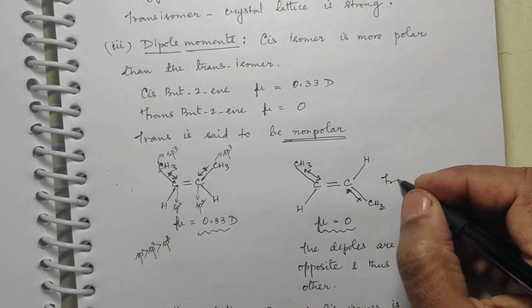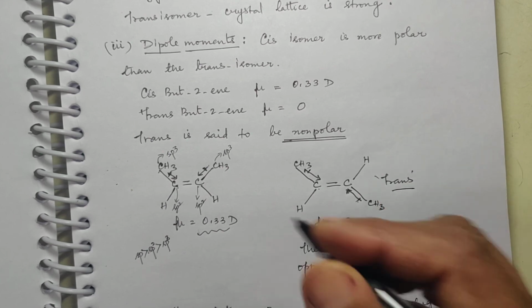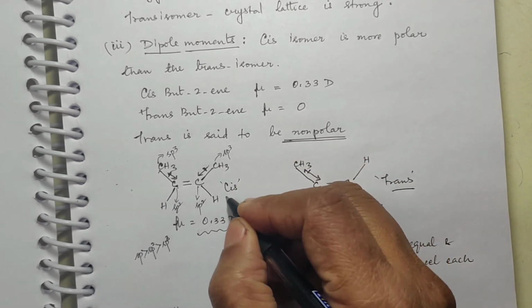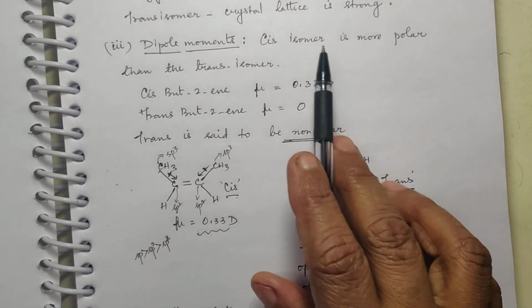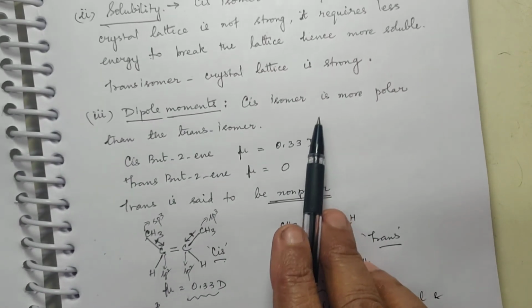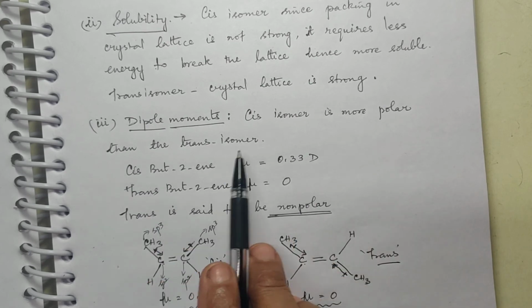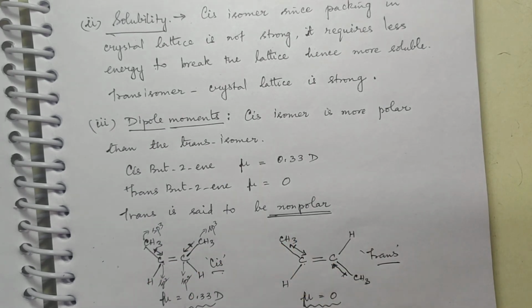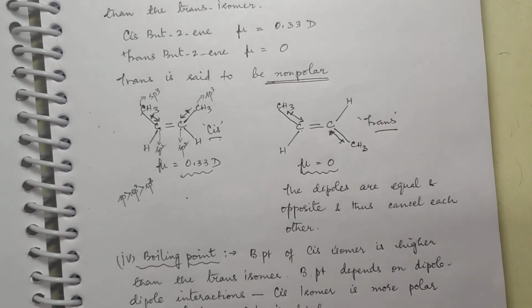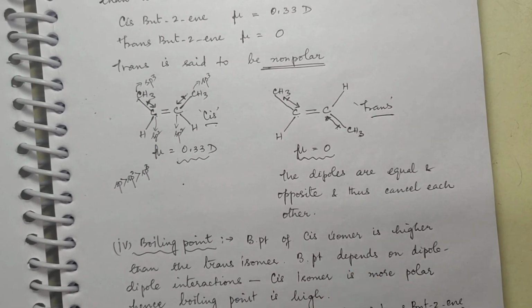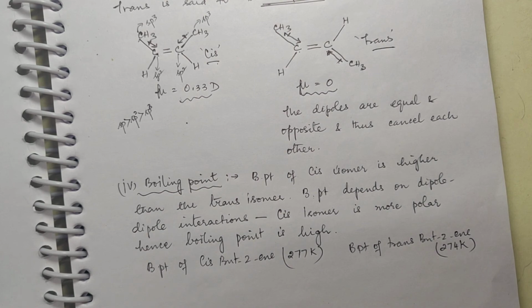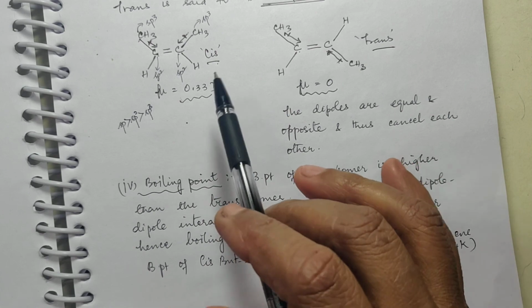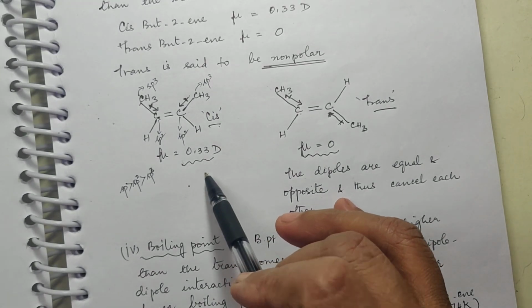This is your trans and this is your cis. Okay, that is why cis isomer is more polar than the trans isomer. Now, based on this, another property that is to be discussed is boiling point. Now, when you know polarity is more, which one is having greater polarity? Cis isomer is having greater polarity.